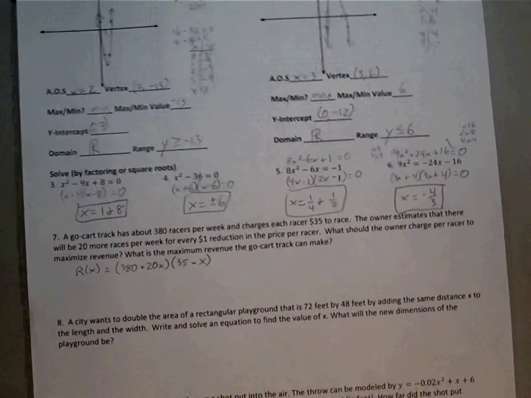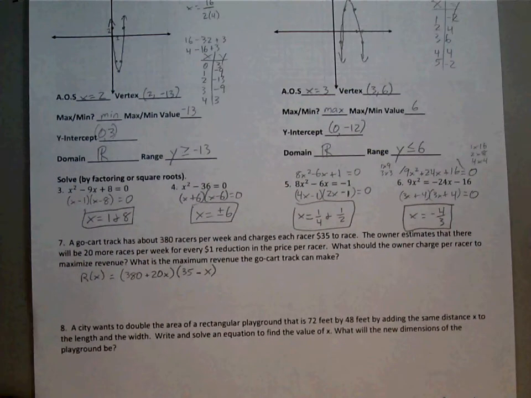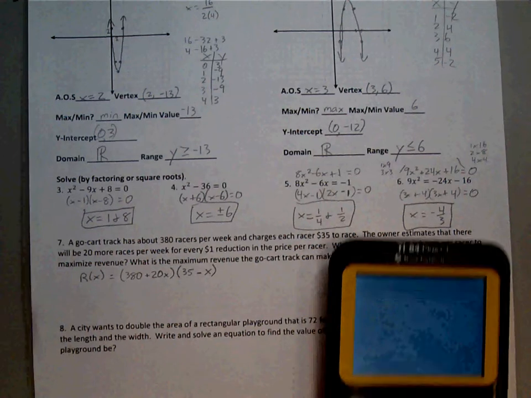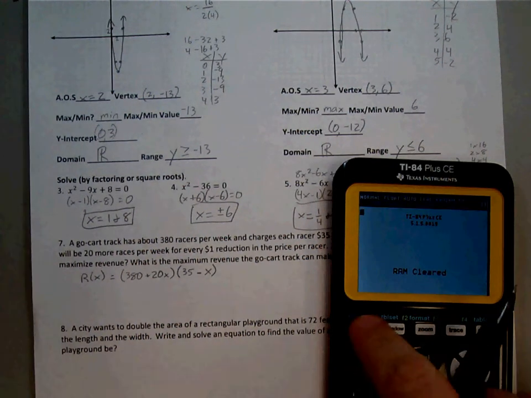What should the owner charge to maximize revenue? We need to find the vertex here. So we can FOIL this out and do negative b over 2a, or we can use a graphing calculator. Either option is acceptable.